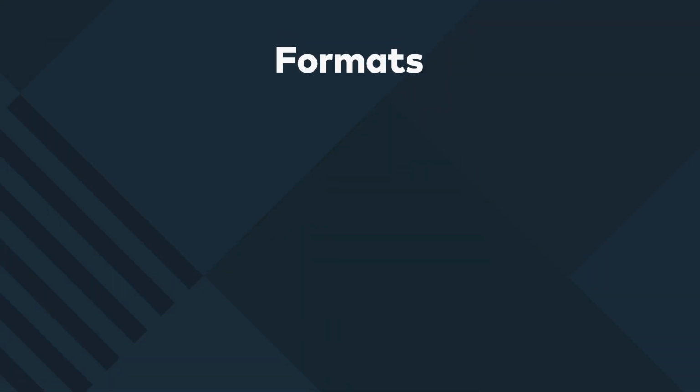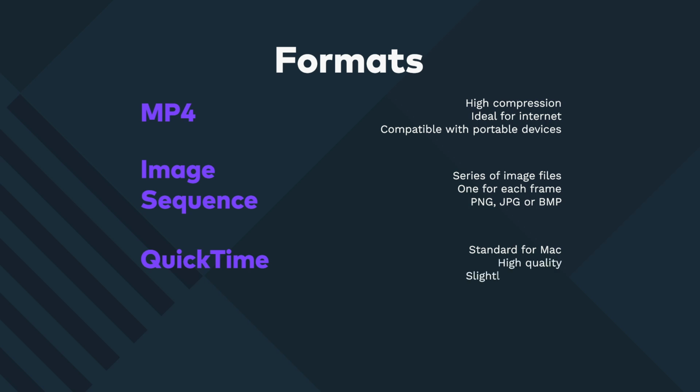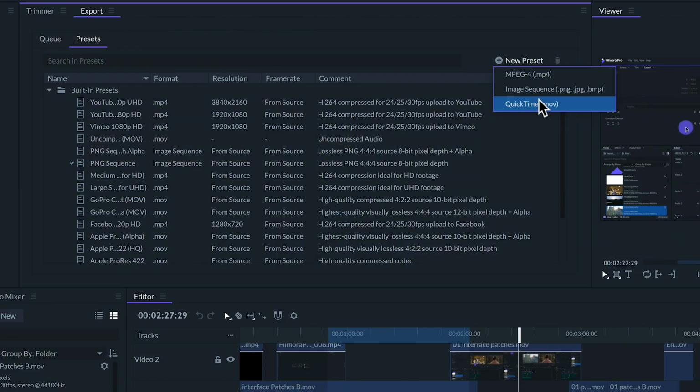We can select between four formats: MPEG-4 or MP4. This is a compressed file format with a smaller size, ideal for internet and social media and compatible with most portable devices. Image sequence will create a series of image files, one for each frame of the video. QuickTime, it's the standard video format for Mac, and it will produce a higher quality result, usually with a slightly bigger file size. AVI, this format will only be available on Windows PCs and is a bigger sized and uncompressed format with greater quality. In this case, I'll select a QuickTime format.